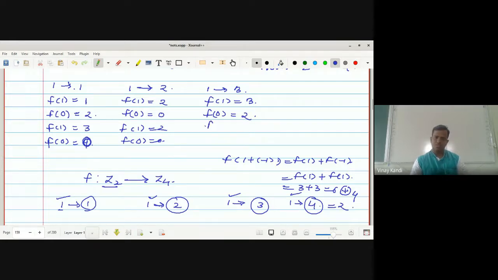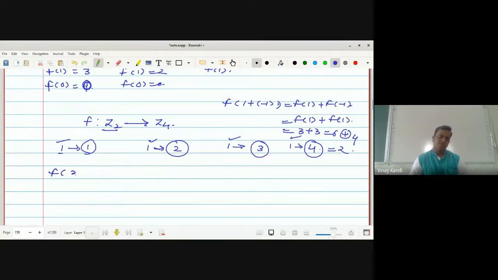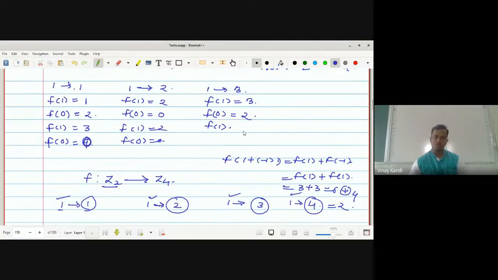What is f of 1 again? F of 3 is equivalent to f of 1 plus f of 1 plus f of 1. So this is 3 plus 3 plus 3, which is equal to 9. In the codomain we have addition modulo 4, which gives 1. So f of 1 is again 1.